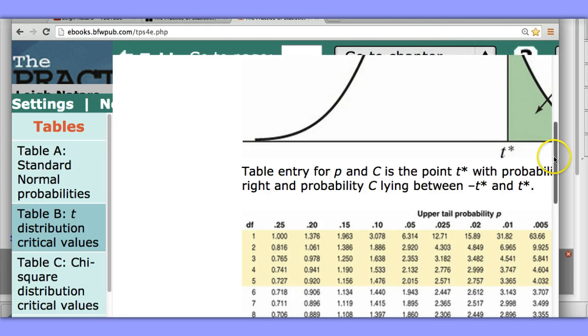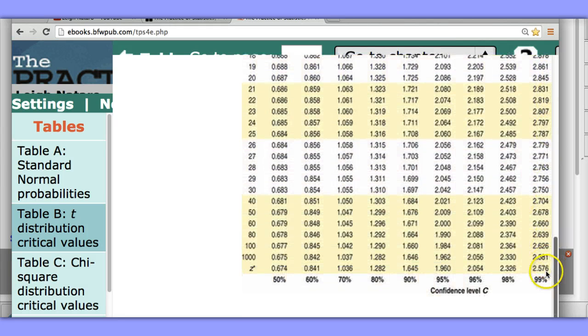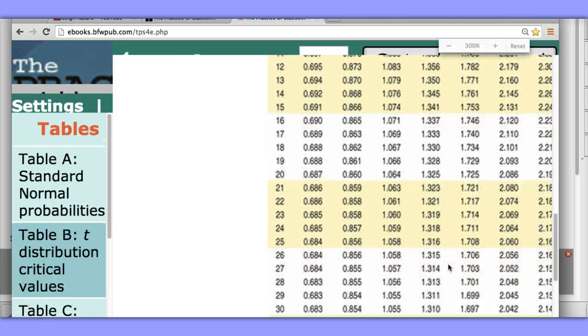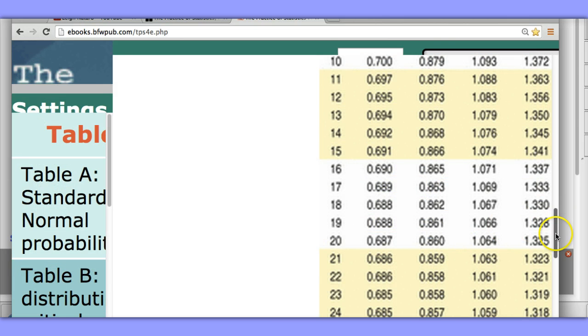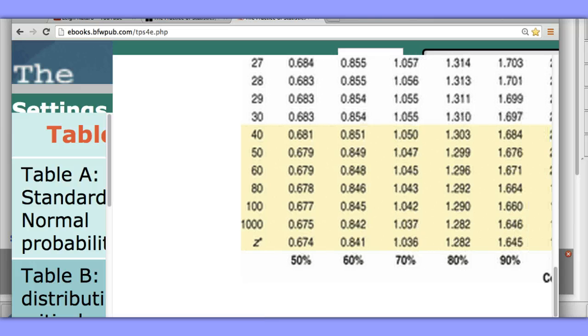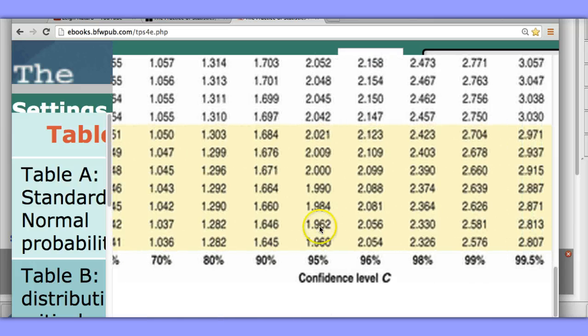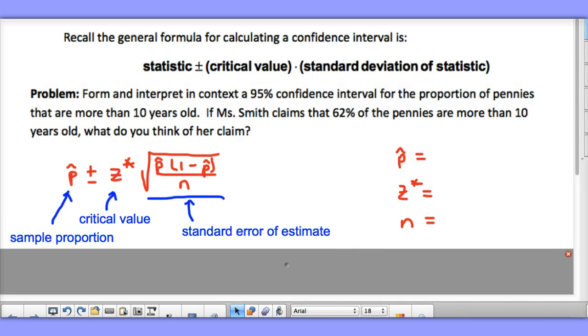If we scroll down here towards the bottom, we can see that there are Z star values here for different levels of confidence. Notice 96% confidence, 98% confidence, 95% confidence is what we often use, this 1.96 value here at the bottom of the table. So our Z star values we can find easily just by using this table. So let's use 1.96 since we're talking about a 95% confidence interval. So our Z star value would be 1.96.